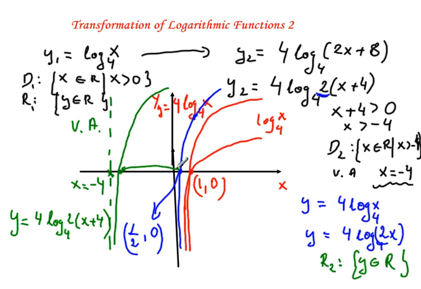The last transformation step was to shift it 4 units to the left, and that was accomplished to create this green line. And please just make sure that this graph, this curve, will never make contact with that vertical asymptote. Very important for you to remember.